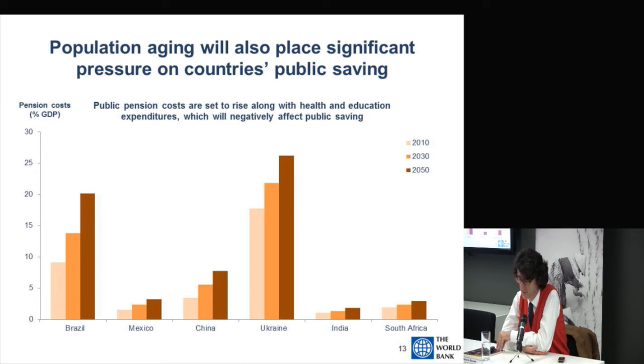There are some countries for which this is going to be an important challenge, also because there are increasing health-related expenditures, and they are almost not compensated by the reduction in age-related expenditure.